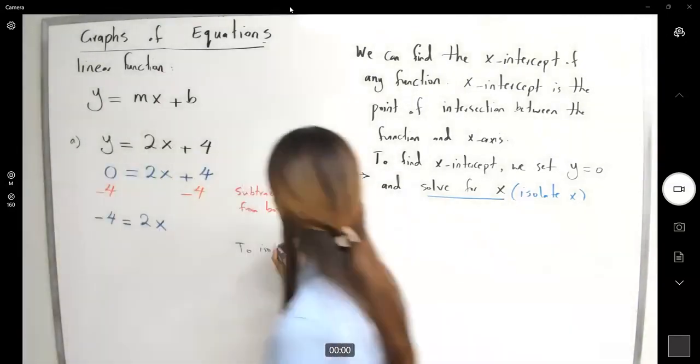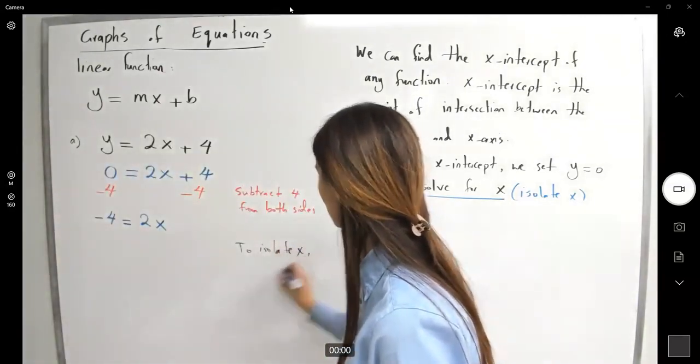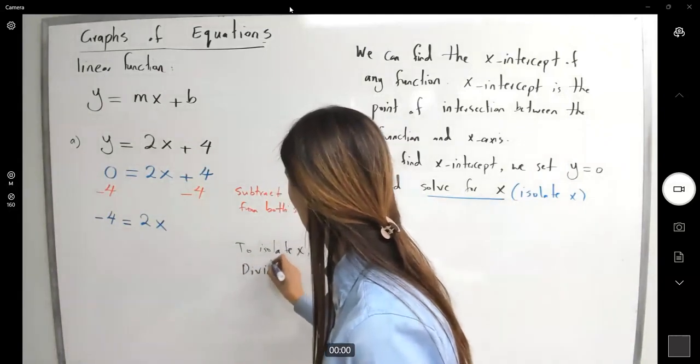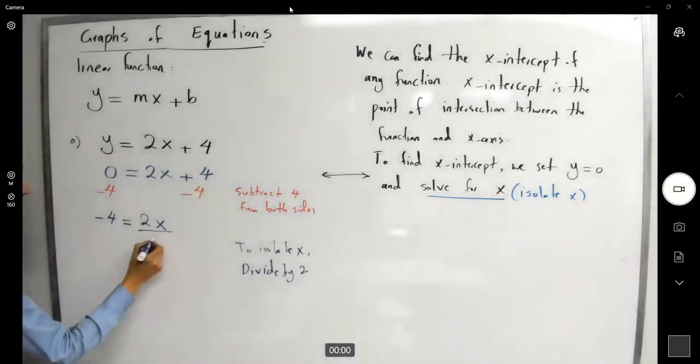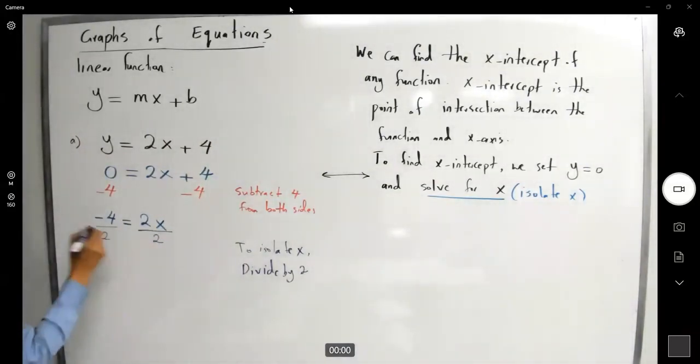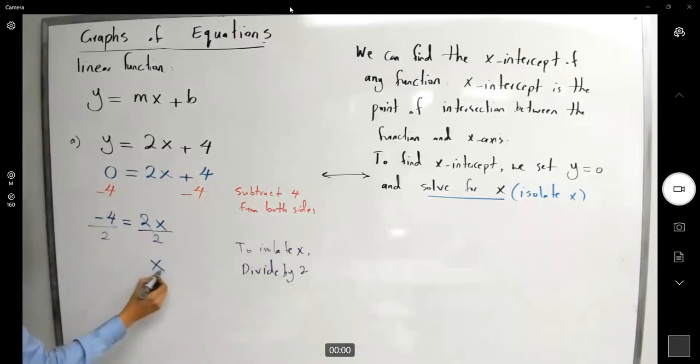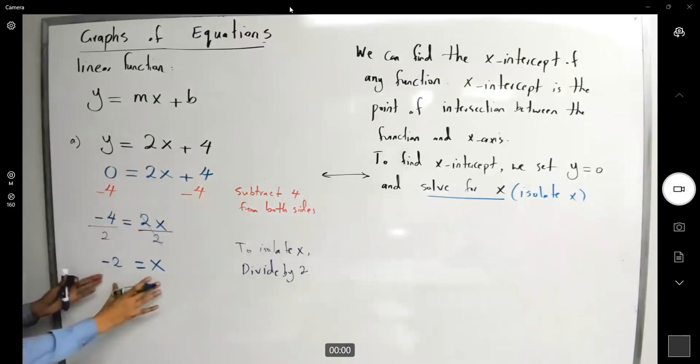To isolate x, divide by 2. On the right, divide by 2, and on the left, divide by 2. Well, this is obvious: 2 and 2 cancel out. So x is equal to 4 divided by 2, which is 2, with a negative sign, minus 2. So the x-intercept of this line is x equals minus 2.